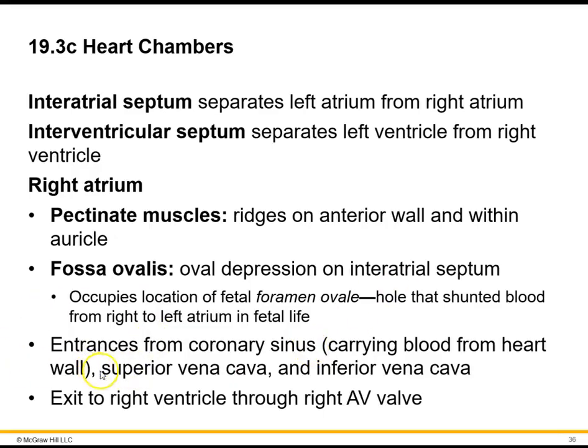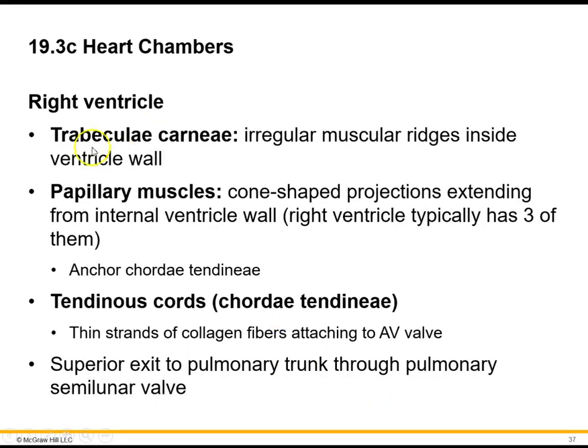You'll also find the entrances for the superior vena cava and the inferior vena cava in the right atrium. And blood is going to move from the right atrium through the right AV valve into the right ventricle. The right ventricle has some muscular structures. It has the trabeculae carneae. These are irregular muscular ridges inside of the ventricle wall itself. And it also has these muscles called papillary muscles.